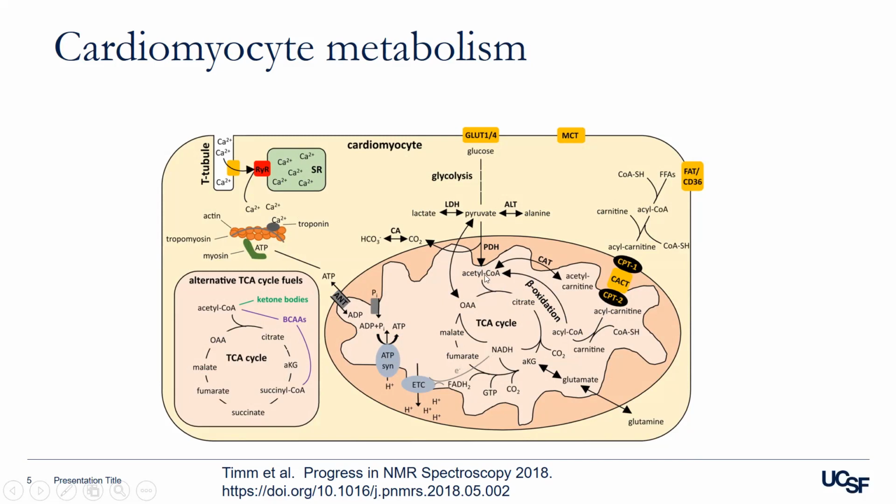So this acetyl-CoA can be derived from fatty acids through beta oxidation, or it can be derived through the glycolytic metabolism pathway as well. And then I guess you can get acetyl-CoA from ketone bodies as well as these branched chain amino acids.